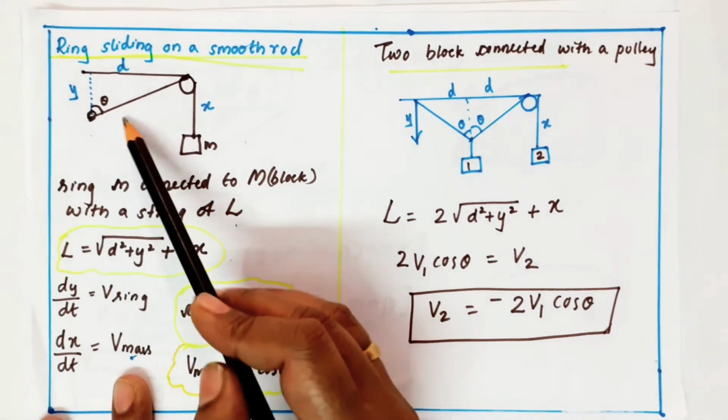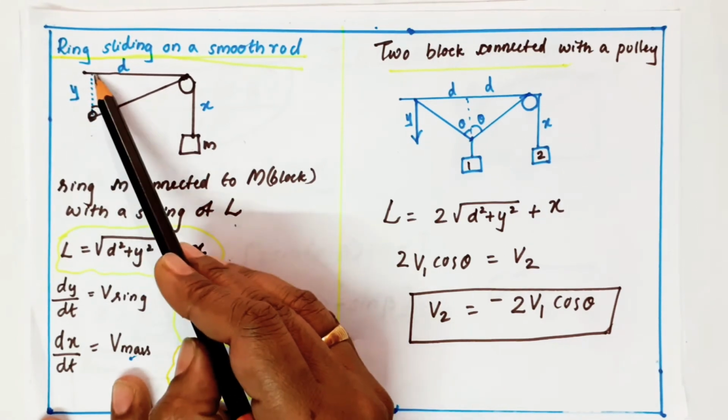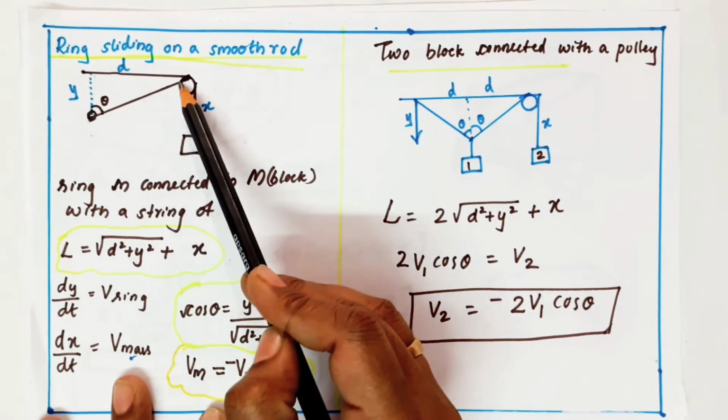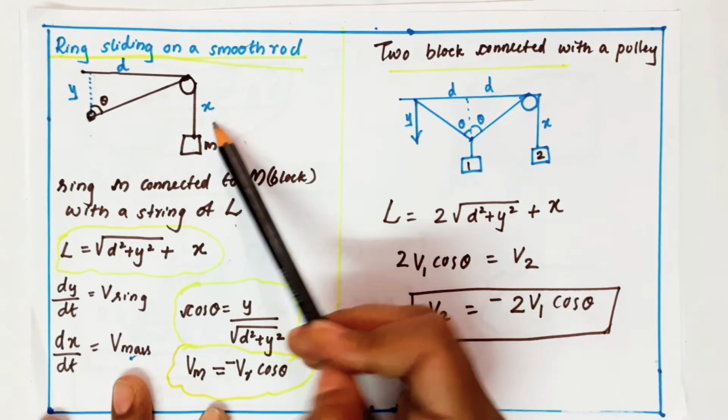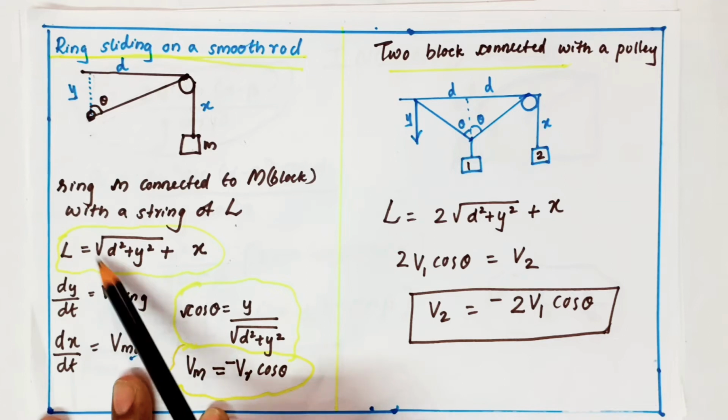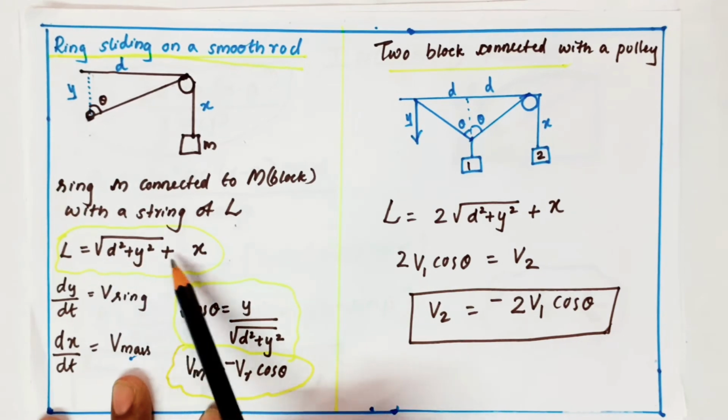So what I am doing is, I can make a right triangle like this. So this is the hypotenuse. So I can write base square plus altitude square is this distance plus x. So we wrote L equals root over d square plus y square plus x.